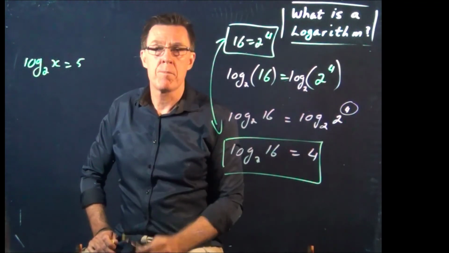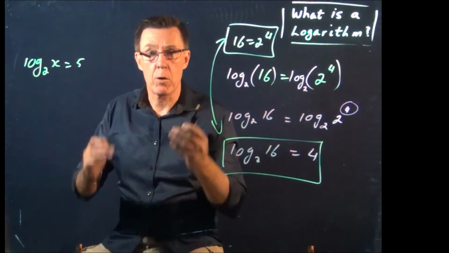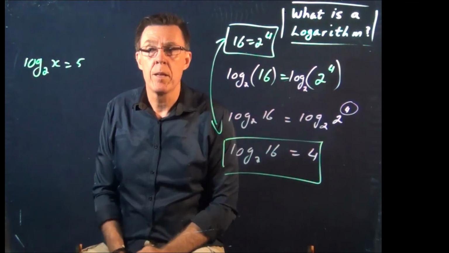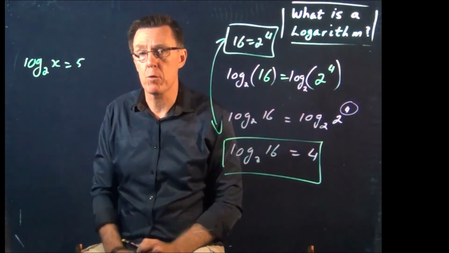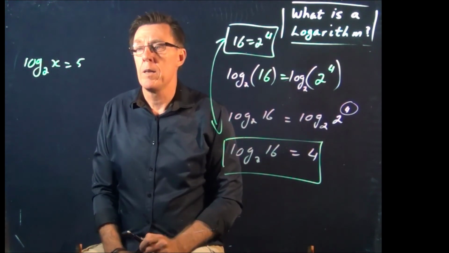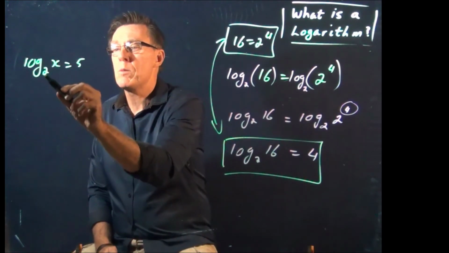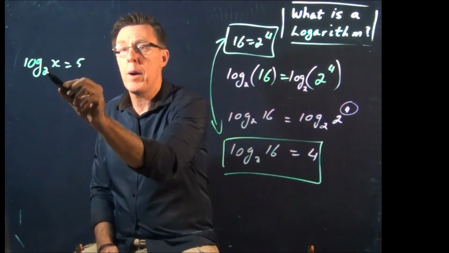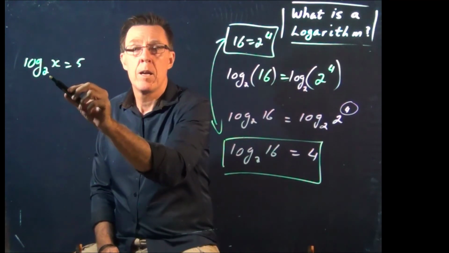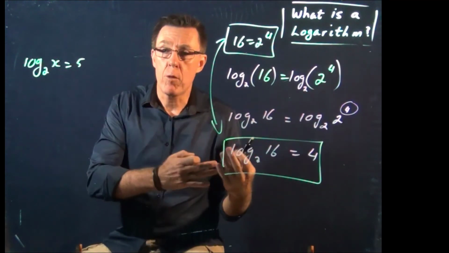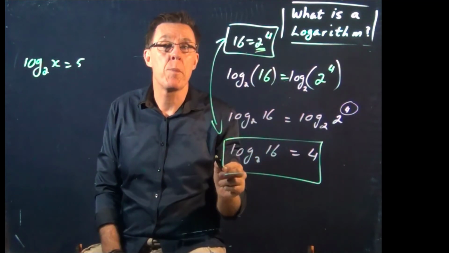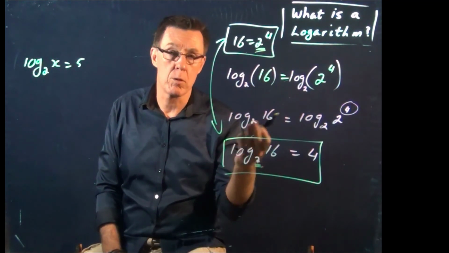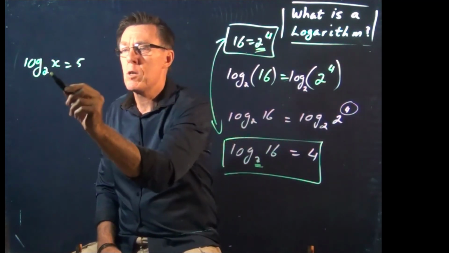How do I do that? Well, here's a simple thing. I've got a saying that you need to keep in your head: a log is an index. You remember that? Everything else falls into place. Now, here is this 2. This is the base of the log. A base for the log and a base for the power are the same thing. And look over here. What's the base of the power? 2. What's the base of the log? 2. It's the same thing. So the base here is 2.